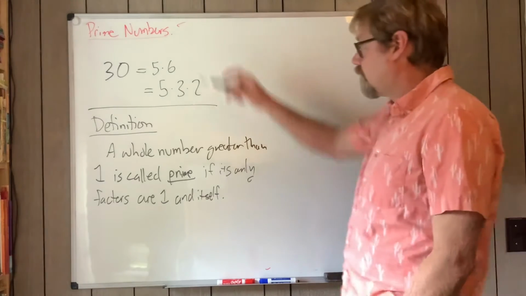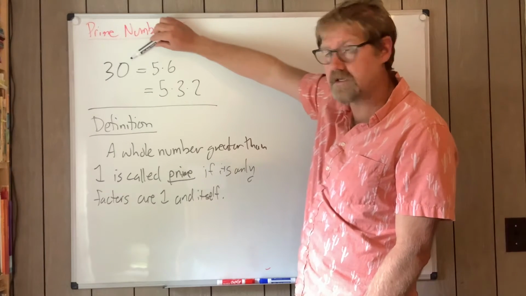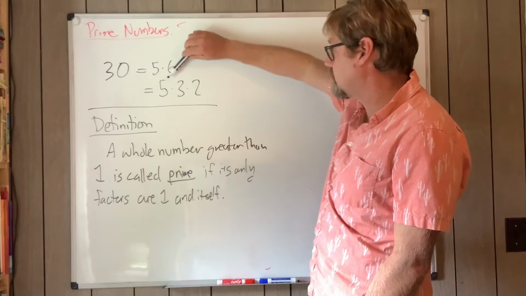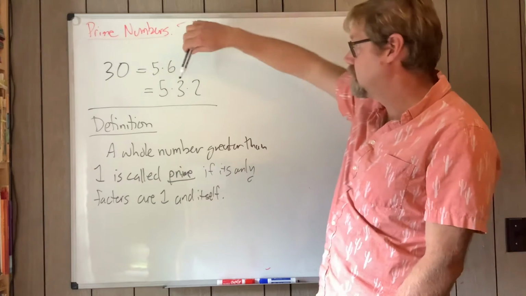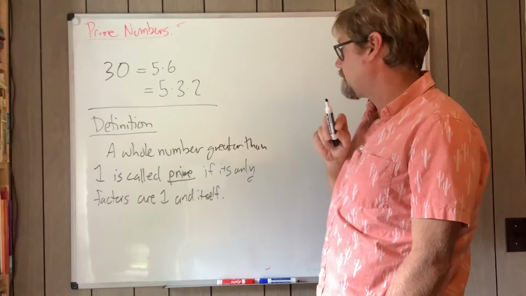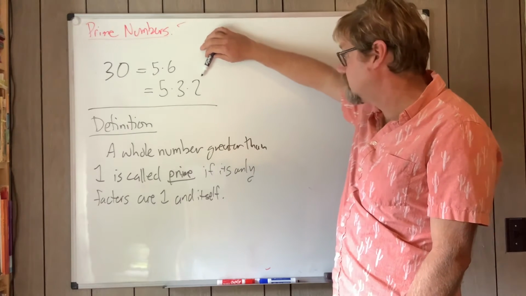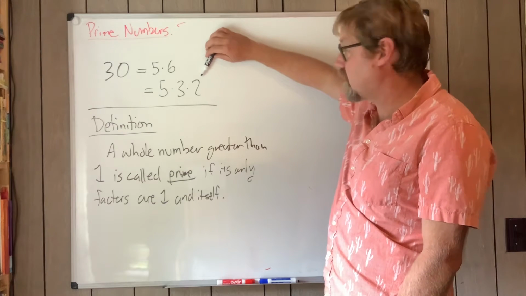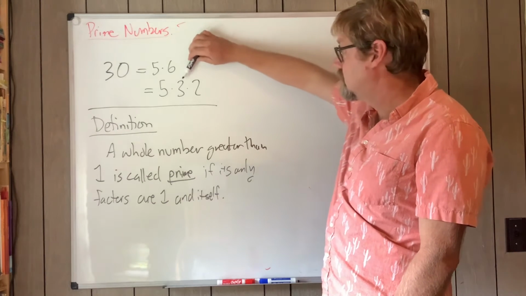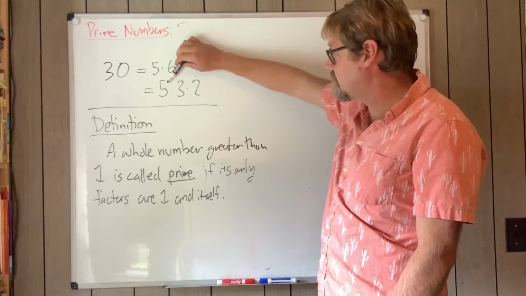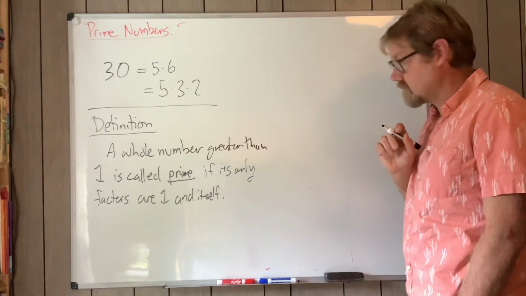Okay, so for example, 30 is not prime because I can write it as 5 times 3 times 2. There are some factors like that. However, 2 is prime because the only way I can write it is 1 times 2. The same for 3 and the same for 5.